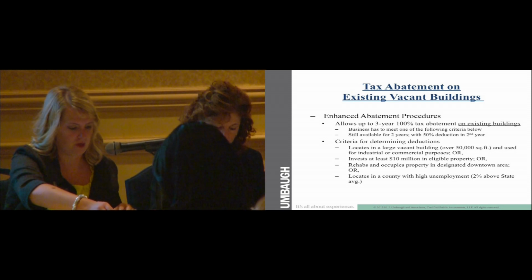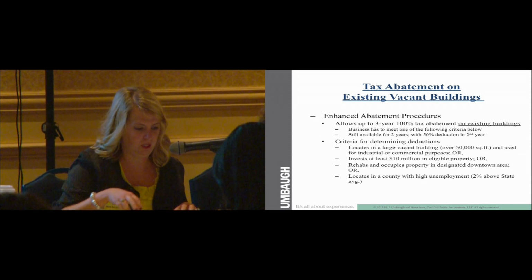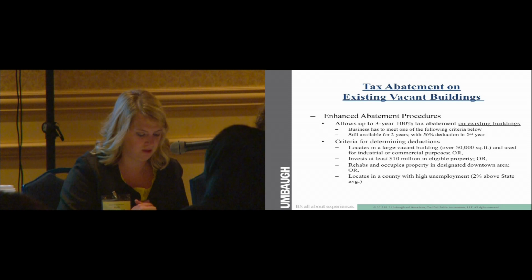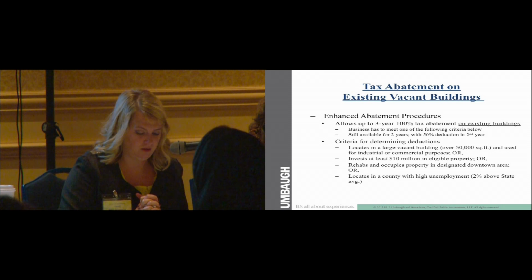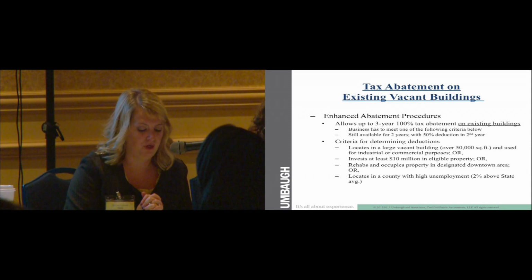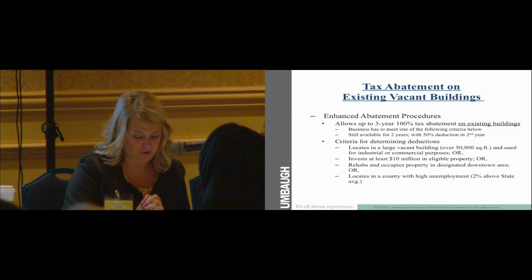Moving along. One other thing that was unique with HEA 1007 was the enhanced abatement procedures, and this allows up to a 3-year 100% tax abatement on existing buildings. Again, they have criteria that they have to meet, and those are listed here below.